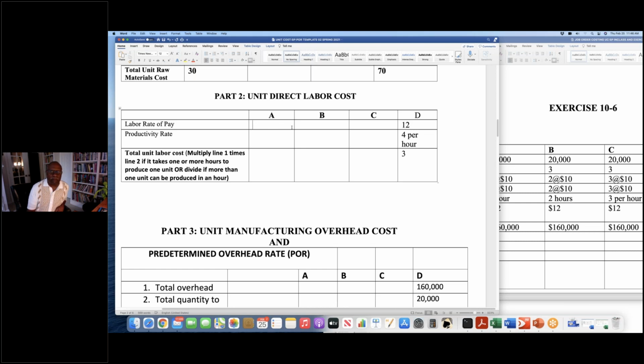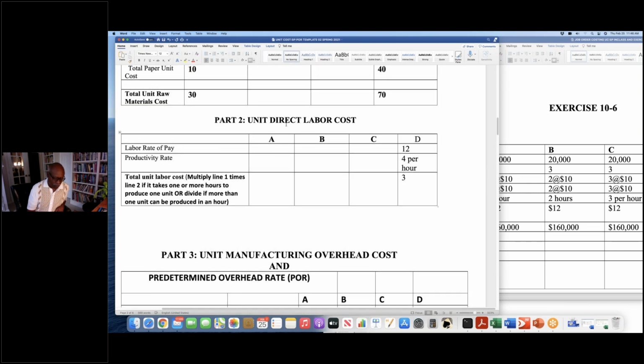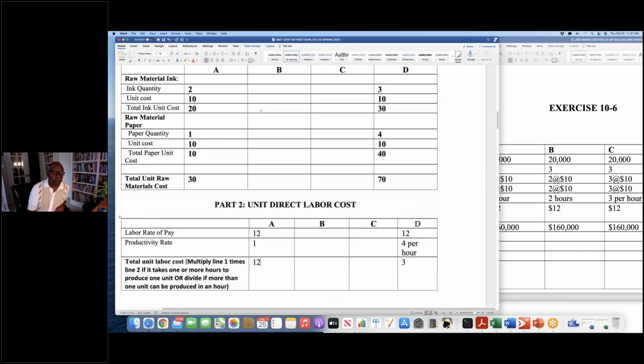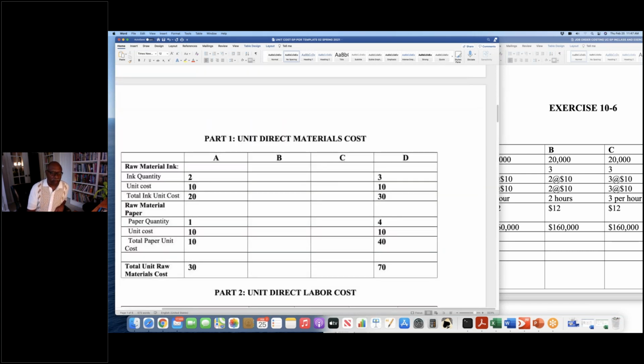What's the rate of pay? $12. What's our productivity rate? 1. So what are we going to do? You would multiply it. So what's our answer going to be then? 12. What are we going to do with the 12? You're going to put it in the total unit chart above, right here. That's the labor. Now we need the overhead.